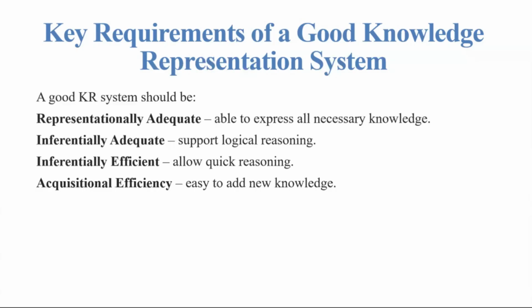The next type is acquisitional efficiency. The world is constantly changing. Every day, new discoveries are made, new products are launched, and information becomes available. If an AI system cannot easily learn new knowledge, it will soon become outdated. Therefore, it should be easy to add, modify, or update information whenever required. So these four characteristics are very, very important in case of knowledge representation. Only when all these characteristics are present can an AI system become reliable, intelligent, and practical for solving real problems.